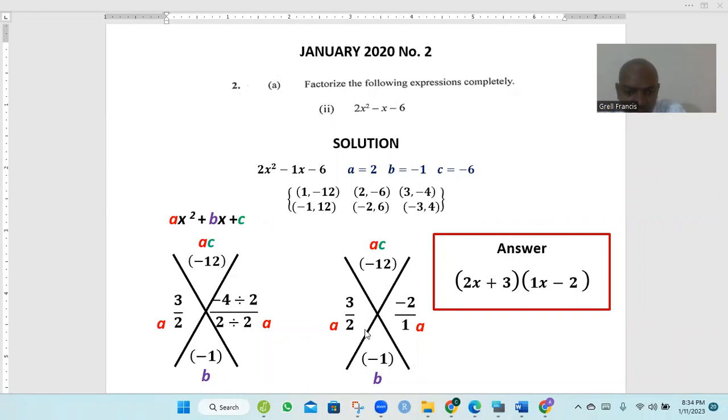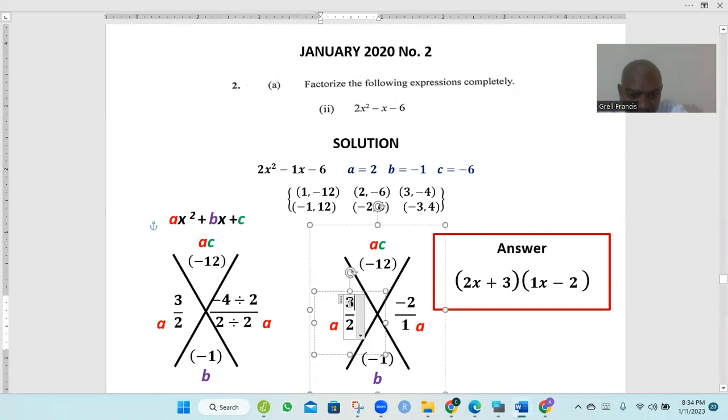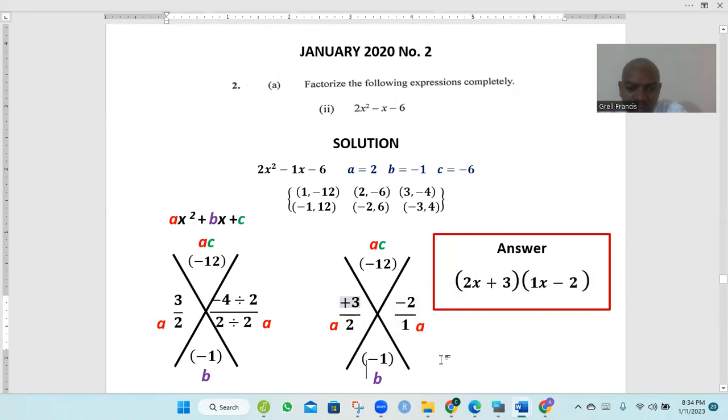So that's the final answer. 2x plus 3. The 2 comes from the denominator and the plus 3. Bear in mind there's an invisible plus in front of that 3. If you don't see a sign, there's a plus. There's 2x plus 3 and 1x minus 2. The denominators will form the coefficients and the numerators will form the constants in the simplified version of the magic square.